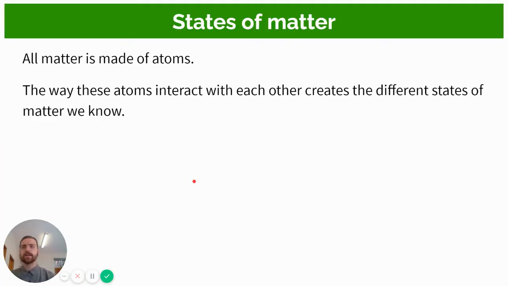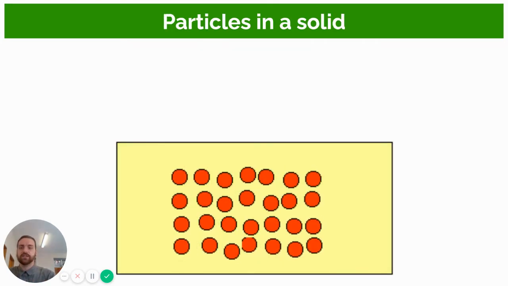so let's get going. All matter is made of atoms. You should know that. Everything that has weight and takes up space is made of atoms. The way these atoms interact with each other creates the different states of matter we know, okay? The only difference between liquid water, solid water, and gaseous water is the way those H2O atoms interact with each other. It's not to do with the way the atoms change themselves, okay?